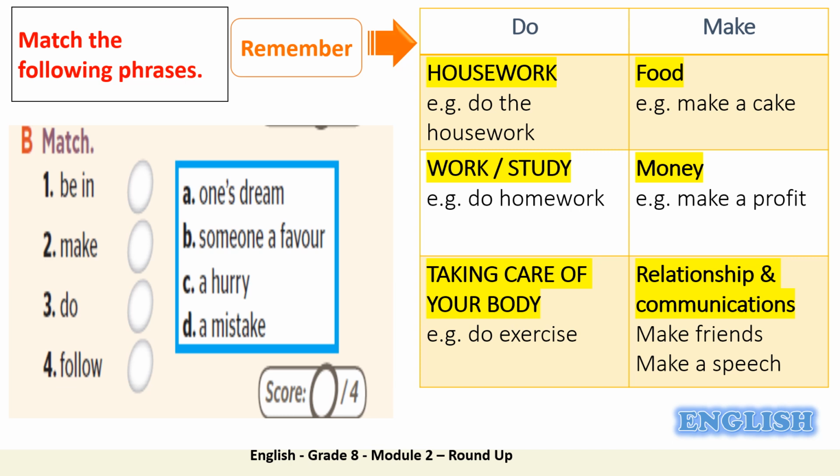Alright, the first one, be in. Excellent, be in a hurry. 2. Right, make a mistake. Third one, do. Wonderful, do someone a favor. The last one, follow. Excellent, follow one's dream. Good job, everyone.